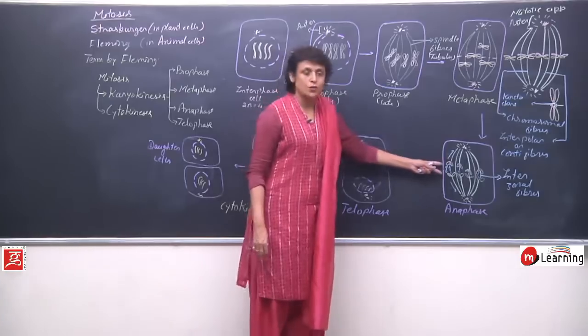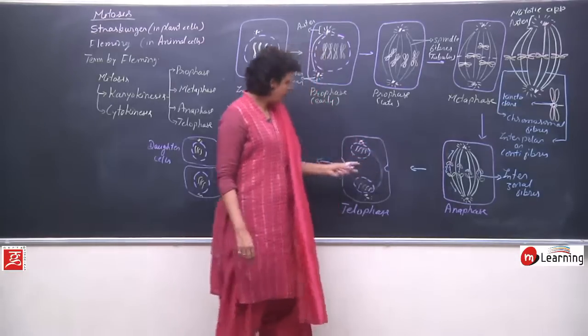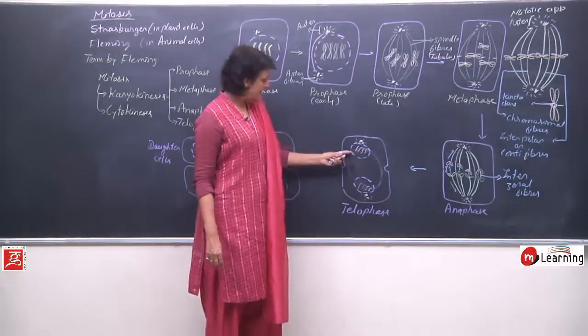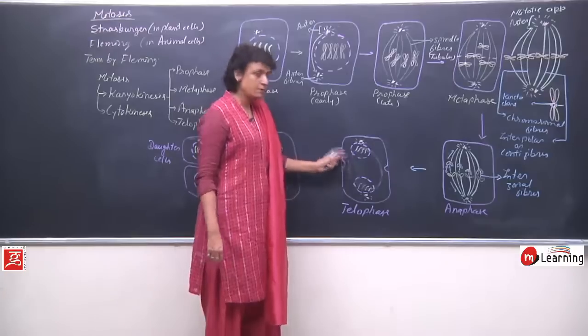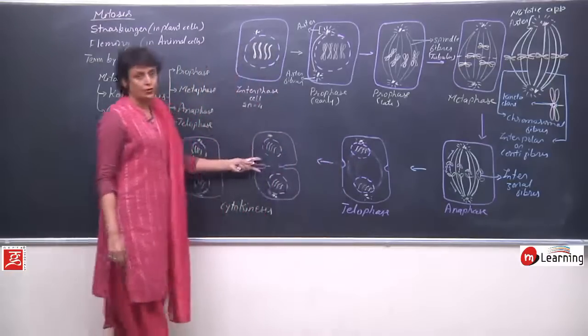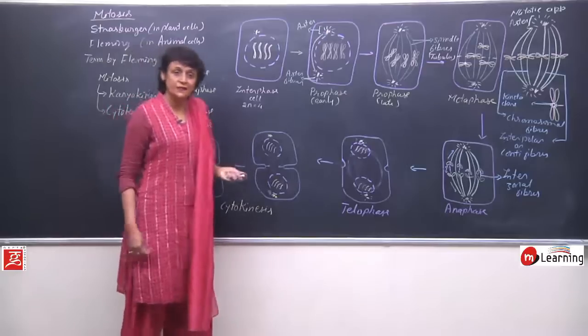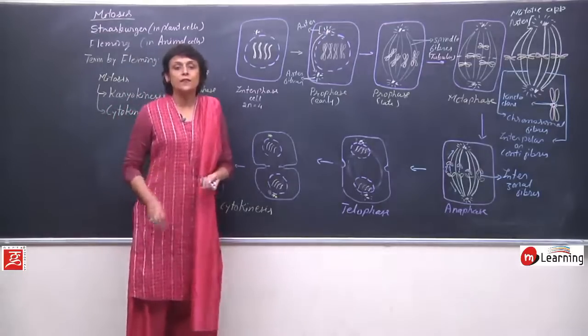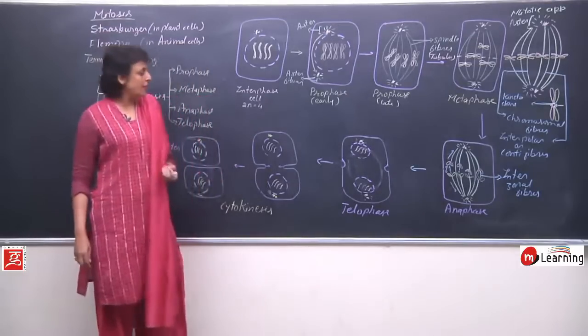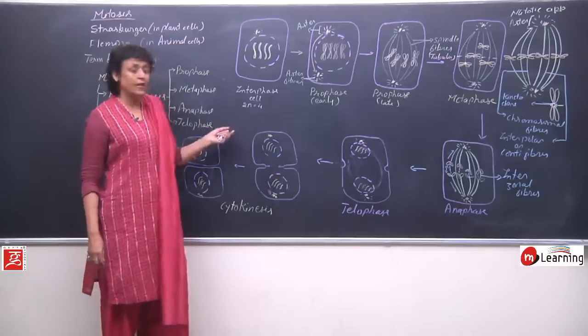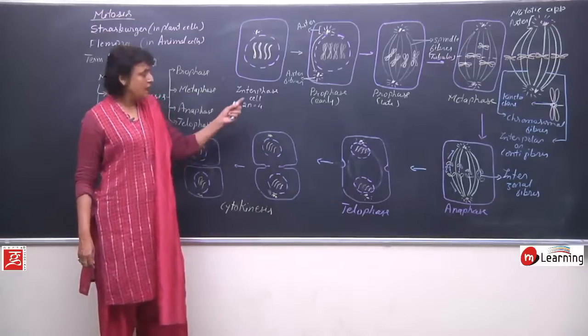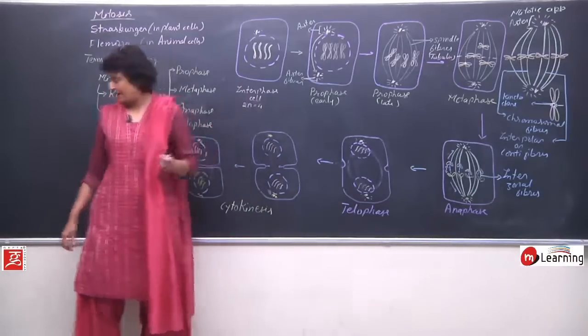So, chromosomes will get pulled, two daughter nuclei with their nuclear membranes will be formed, and two daughter cells will be formed. But there are going to be some significant differences. So, let us see the differences that are seen in mitosis of animal cell and plant cell.